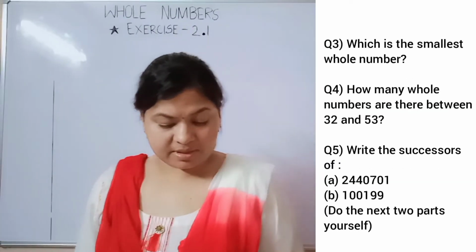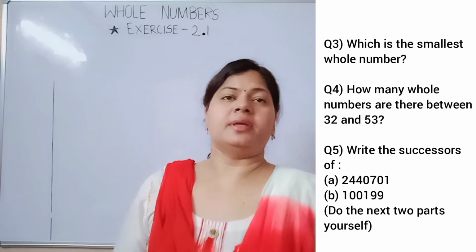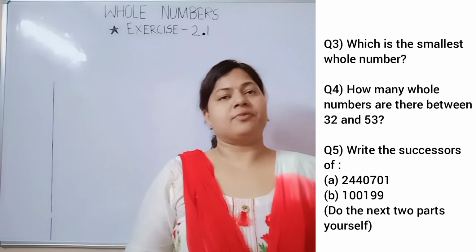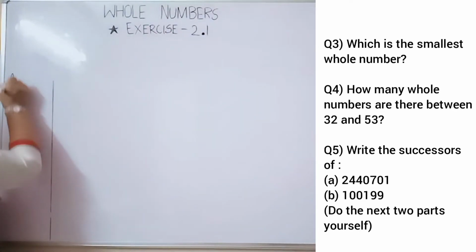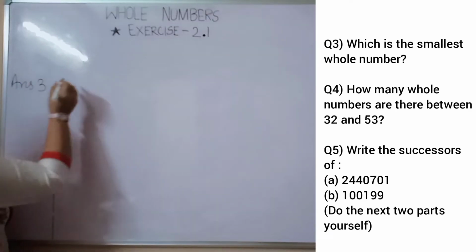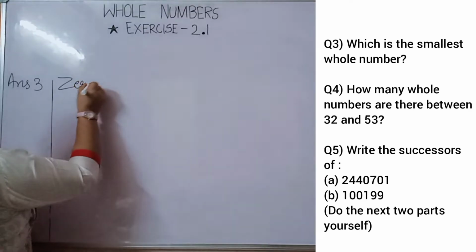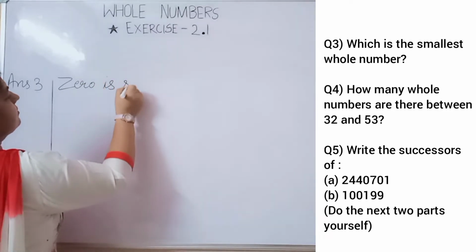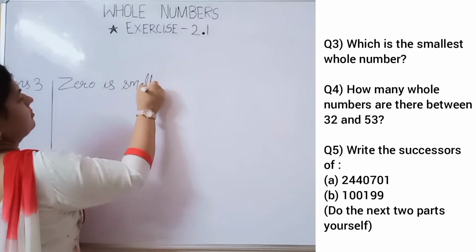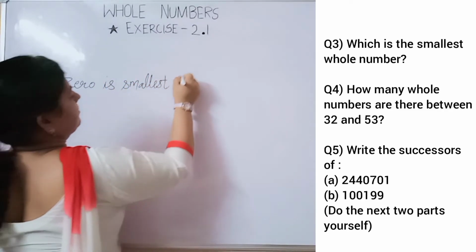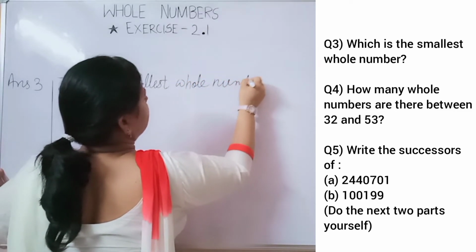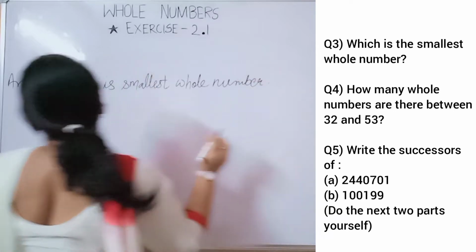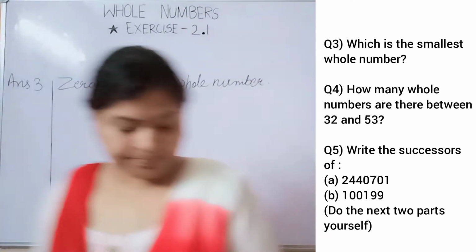So question number 3 is: which is the smallest whole number? And we all know that whole numbers start from 0. Answer number 3: 0 is the smallest whole number. This is your answer.